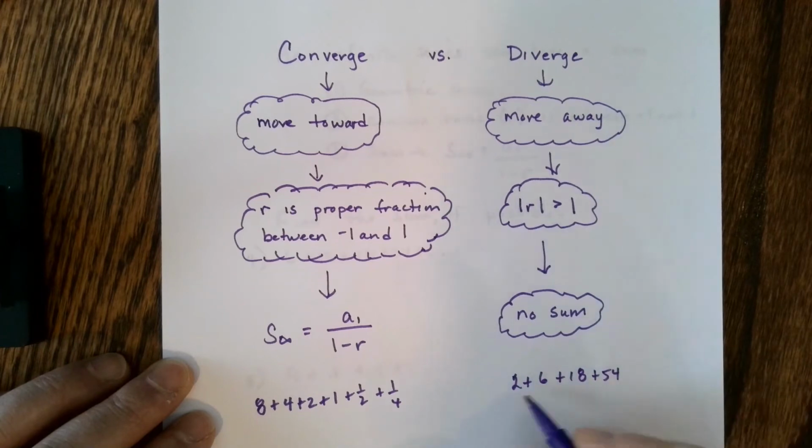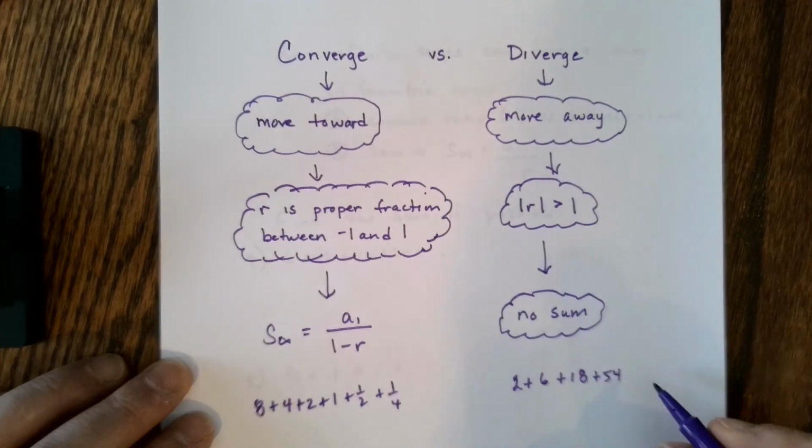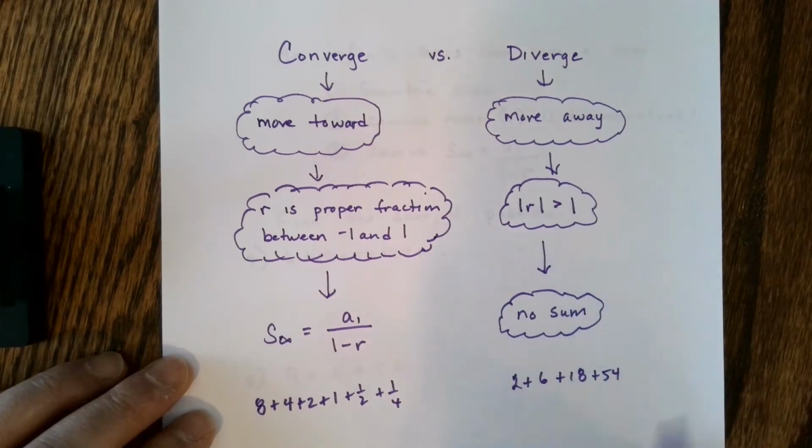Notice that every single time, every term, I end up multiplying by 3, and my values are getting larger and larger and larger. So as you can see, I'm not moving towards something, I'm moving away from something. Here's a good example to think about it.